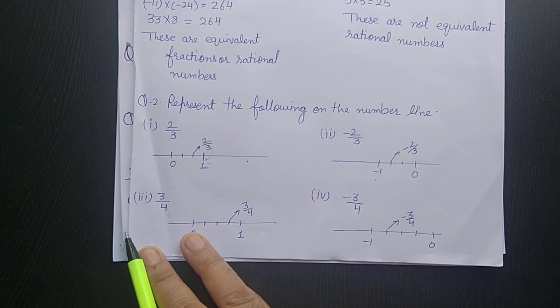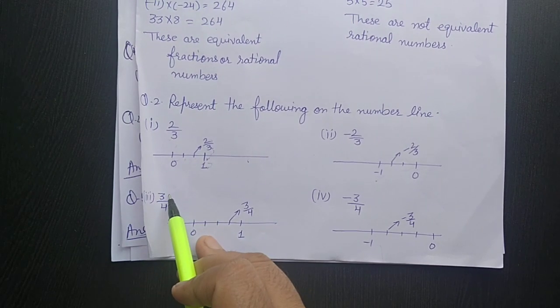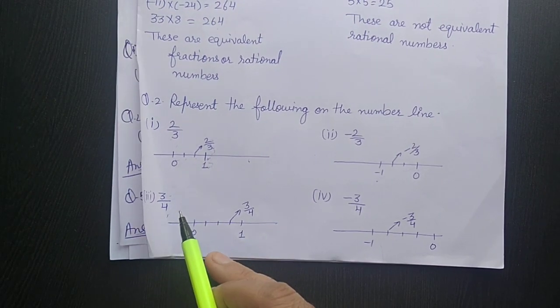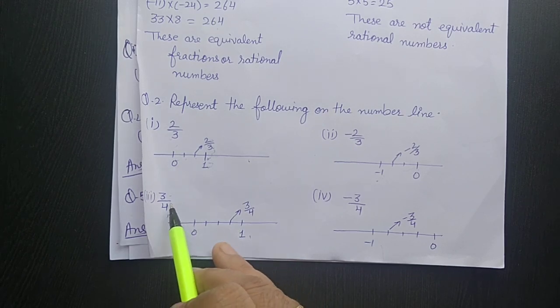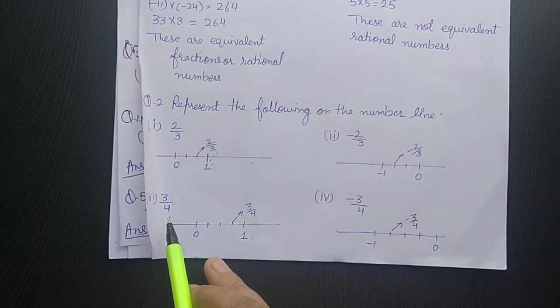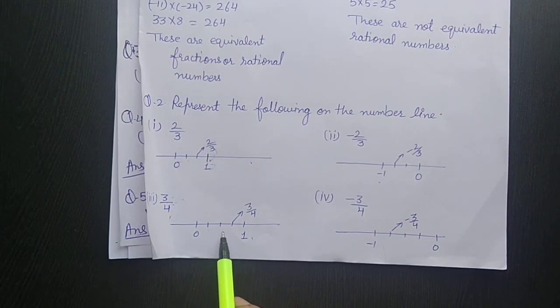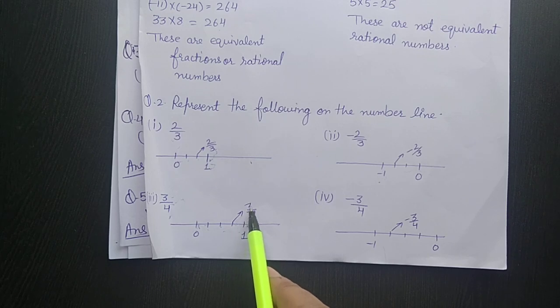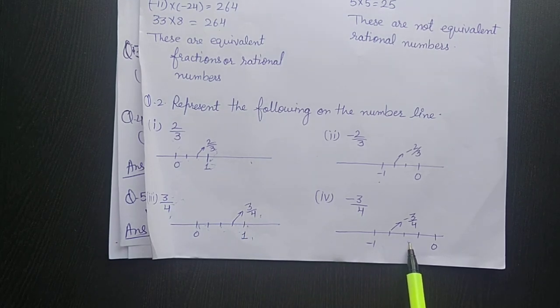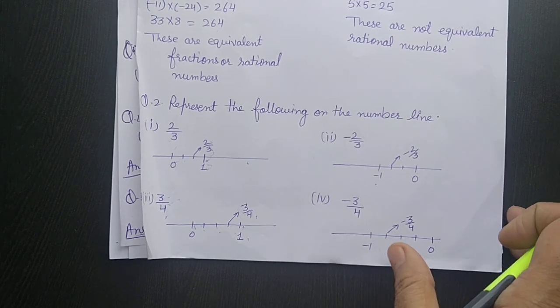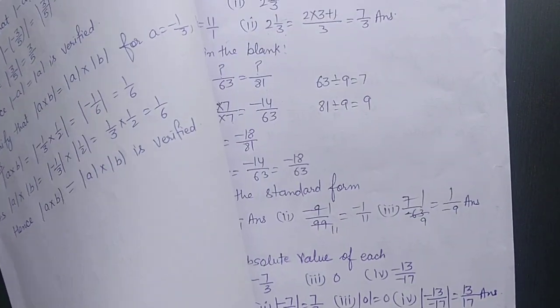Then the third part, 3 upon 4. Here also the numerator is less than the denominator, so we will mark 0 and 1 only. So 1, 2, 3, this one we will count as 4, 0 will not count here. So 1, 2, 3, the 3rd point will represent 3 upon 4. Similarly, minus 3 upon 4 will be on the left hand side.